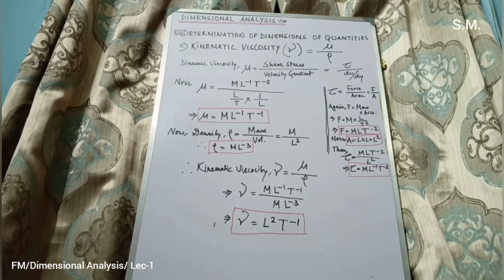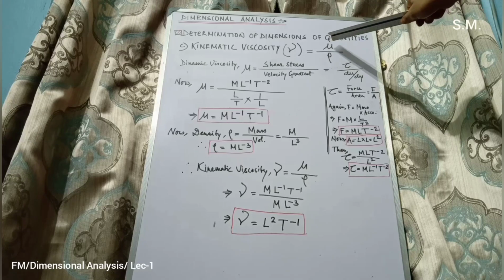Now the next example is kinematic viscosity. It is denoted by nu. In the last class we discussed kinematic viscosity, dynamic viscosity, density, everything. By the way, what is kinematic viscosity? Kinematic viscosity is the ratio of dynamic viscosity to the density of the fluid. Now, what is dynamic viscosity?